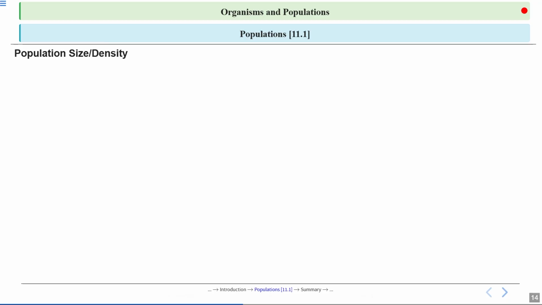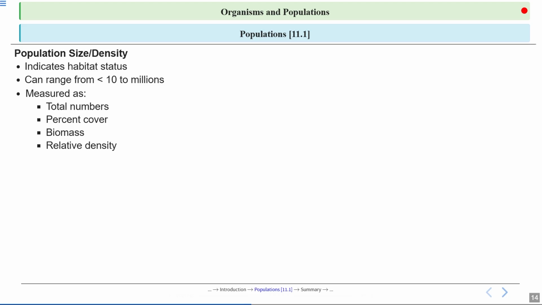Now let's talk about population size or population density. Basically this indicates the habitat status. A healthy habitat might support a large population, while a declining population could signal environmental issues. Population size can vary, ranging from fewer than 10 individuals to millions. This variation depends on the species and the environment. For example, a small island might support a limited number of species, while a vast forest could support millions.